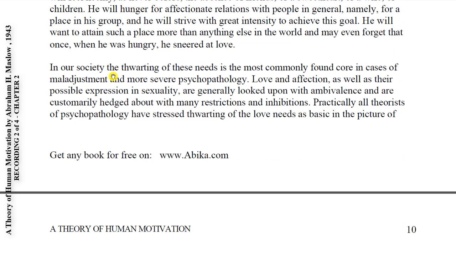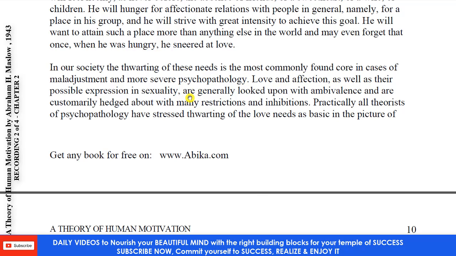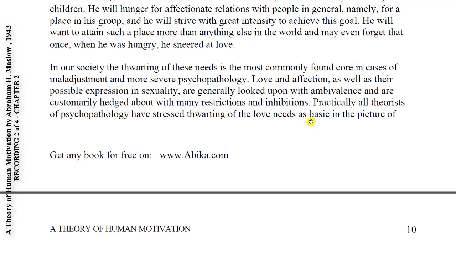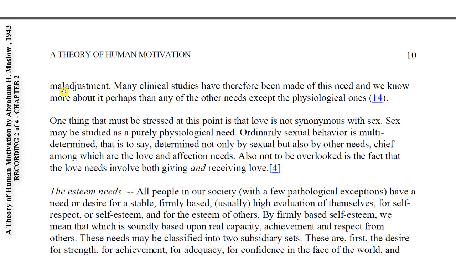In our society, the thwarting of these needs is the most commonly found core in cases of maladjustment and more severe psychopathology. Love and affection, as well as their possible expression in sexuality, are generally looked upon with ambivalence and are customarily hedged about with many restrictions and inhibitions. Practically all theorists of psychopathology have stressed thwarting of the love needs as basic in the picture of maladjustment. Many clinical studies have therefore been made of this need, and we know more about it perhaps than any of the other needs except the physiological ones.